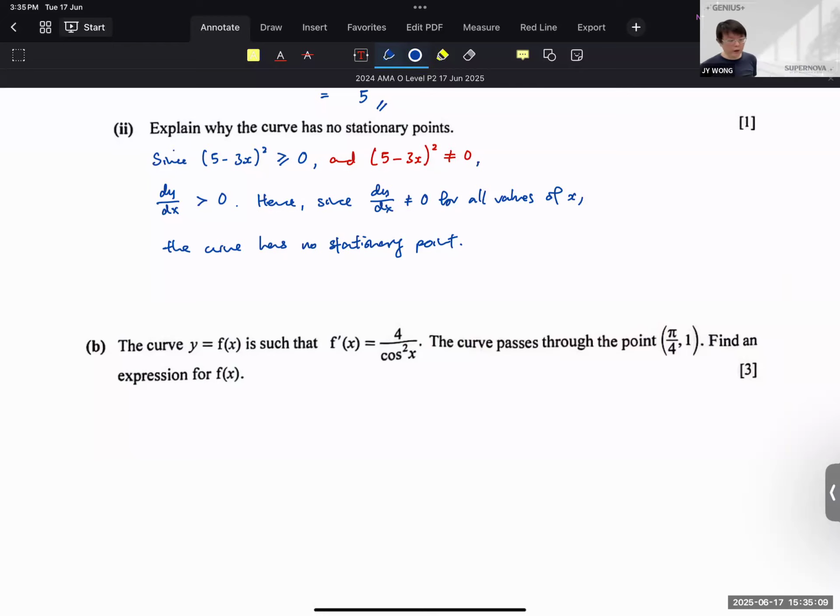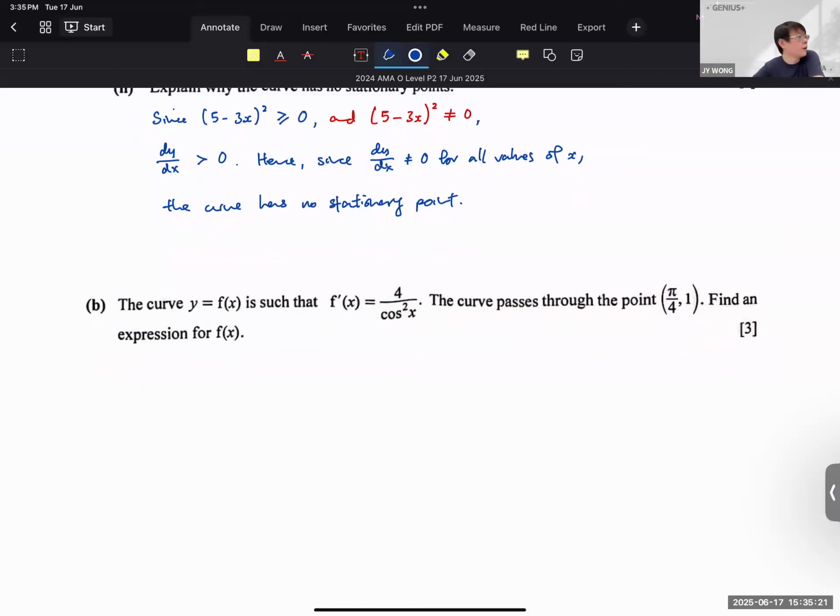Next, the curve y equals f(x) is such that f prime x is equal to 4 over cosine square x, and the curve passes through the point (pi over 4, 1). Find an expression for f(x). What is f prime x? F prime x means your dy/dx. So your f prime x is your dy/dx.